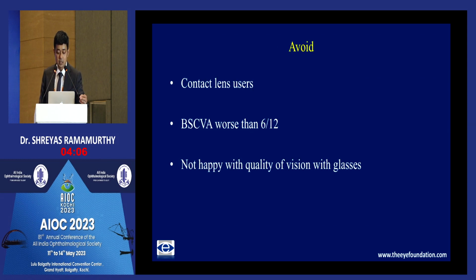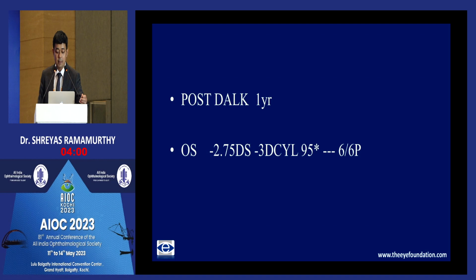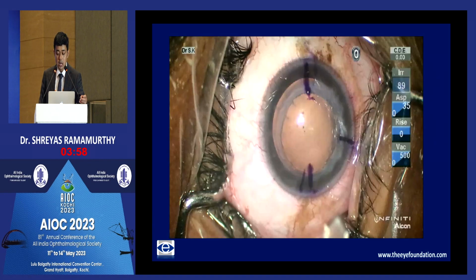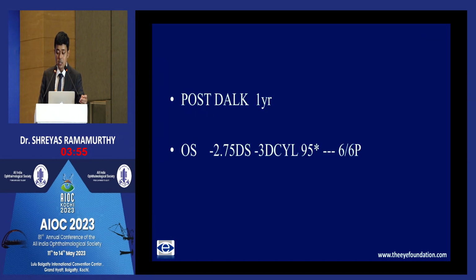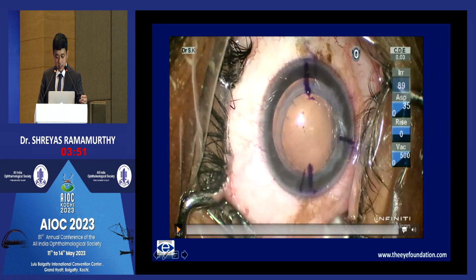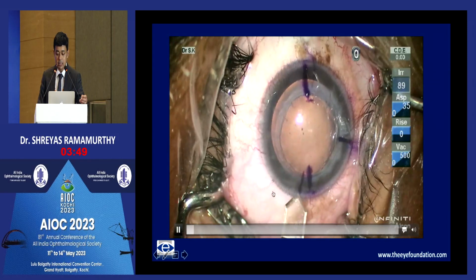Again, avoid contact lens users, patients with best spectacle corrected visual acuity less than 6/12, and those patients, very importantly, not happy with the quality of vision. Even post-DALK, these can be used. This is again a patient with a very good spectacle corrected visual acuity in this eye, and this is a post-DALK patient where you can go ahead.